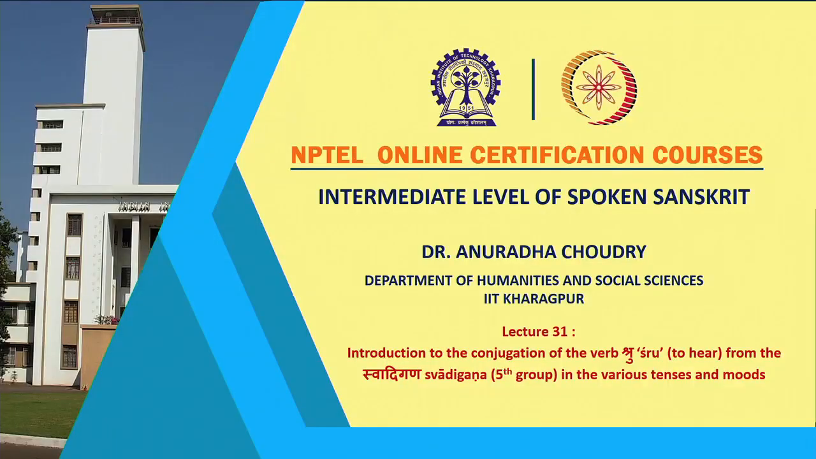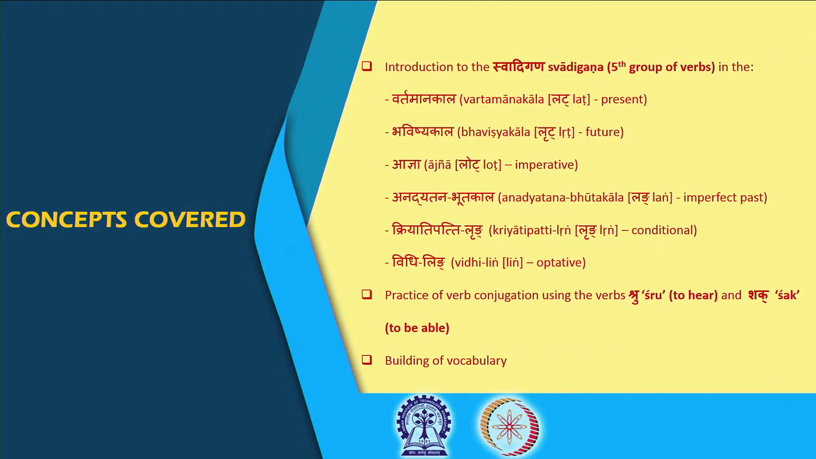So let's move on. This is going to be lecture number 31, which is an introduction of the conjugation of the verb shru, to hear, from the Swadigana or the fifth group, and we look at it in the various tenses and moods. So today's class will be about an introduction to this Swadigana, the fifth group of verbs in the Vartamana Kala, Bhavishya Kala, Ajna, Anadyatana Bhuta Kala, Kriyatipatti ring and the Vidhiling.